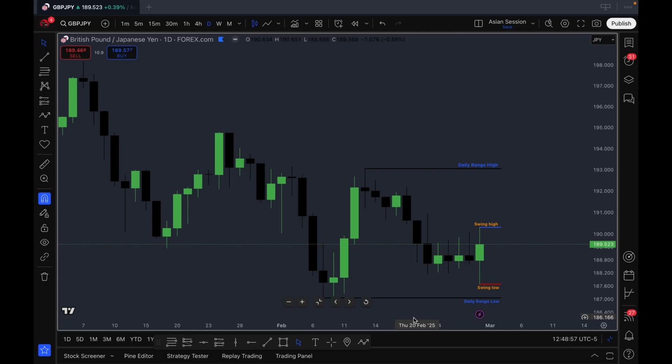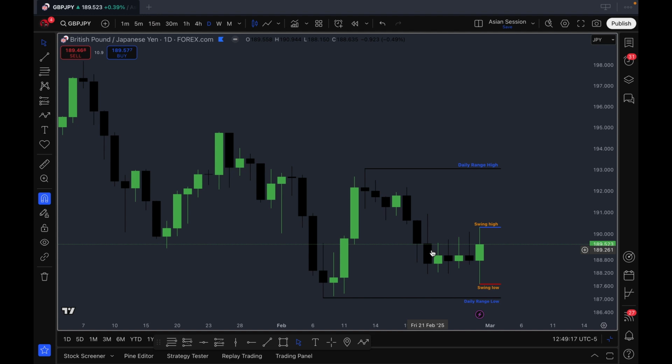We're looking at British pound and Japanese yen. This is the daily time frame. From the looks of it, price has been consolidating in this range right here. It hasn't made a high or a low. It's just been playing around this range. But you never know, this week could change everything.